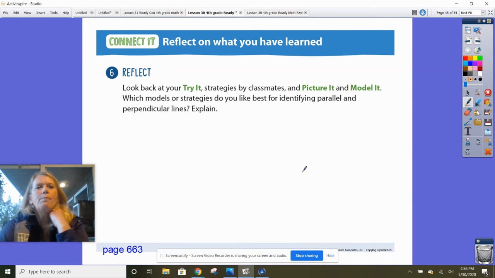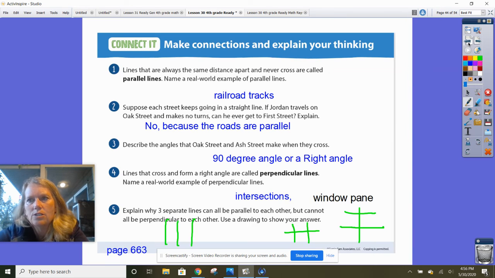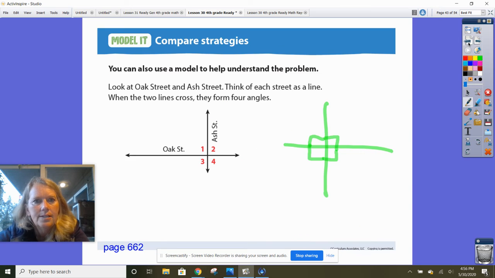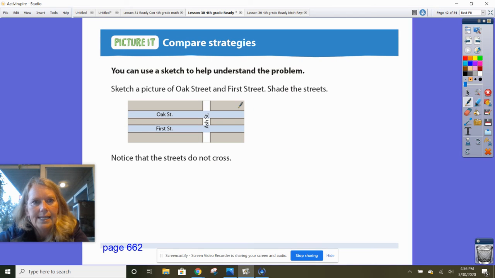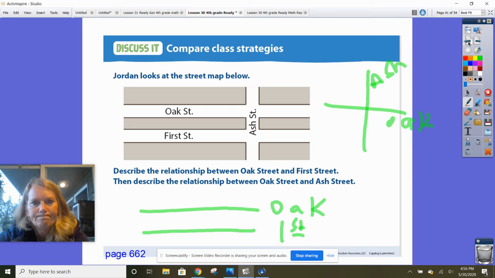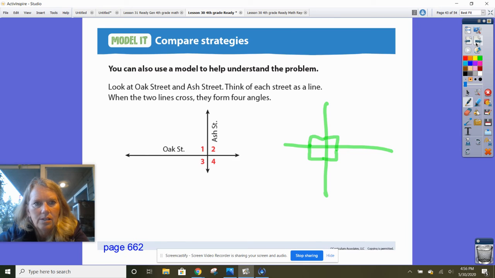Interesting. Look back at your Try It strategies by classmates, and Picture It and Model It. Which models or strategies do you like the best for identifying parallel and perpendicular? What do you like the best? We had a model. We had a sketch and color. We had the pulling it out strategy, which is kind of like a model.